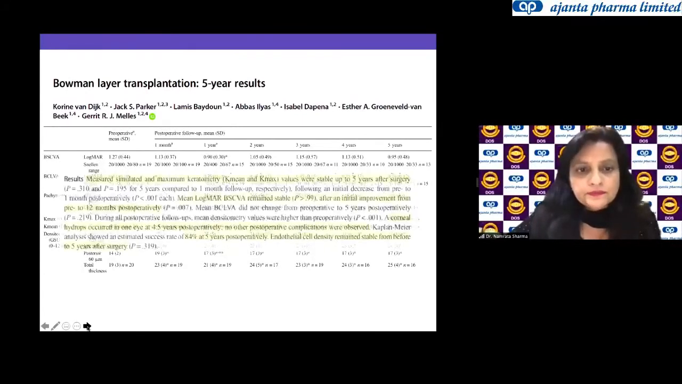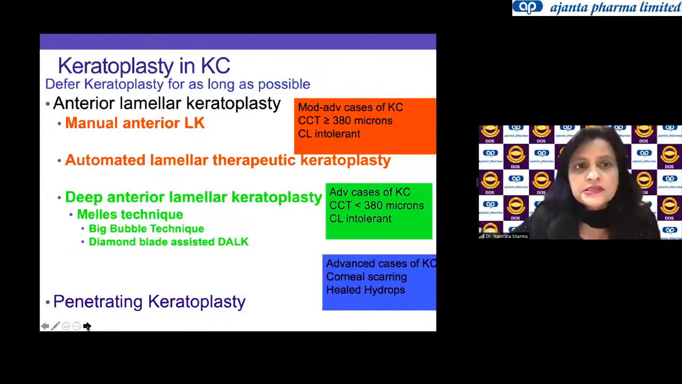Now, apart from this, when there are advanced cases, then one can do anterior lamellar keratoplasty. So if there are moderate to advanced cases with corneal thickness less than 380 microns and contact lens intolerance, then you can do manual lamellar keratoplasty or automated lamellar therapeutic keratoplasty.